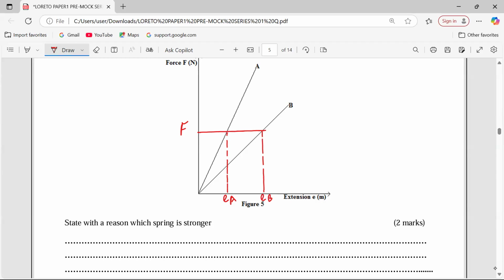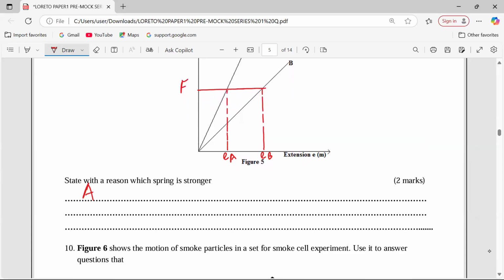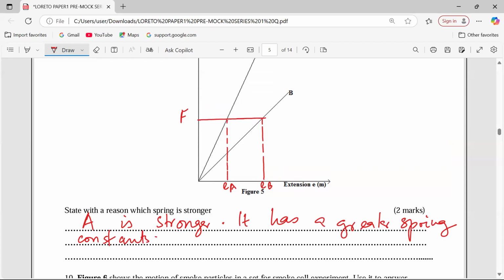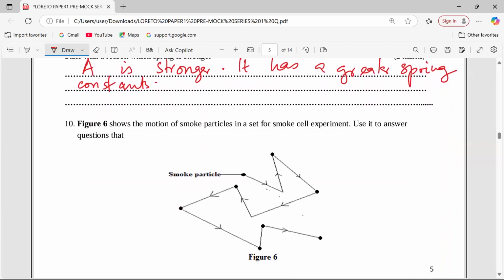Because A can be extended with a very small extension using the same value of force, which will extend B for a very long length, then we would say that A is stronger because it can withstand a greater force. Therefore, we say spring A is stronger than B. It has a greater spring constant. So in case you calculate the spring constants, you shall discover that the spring constant is the gradient from this graph. So the gradient of A is greater than the gradient of B. That way. Number 10 now.